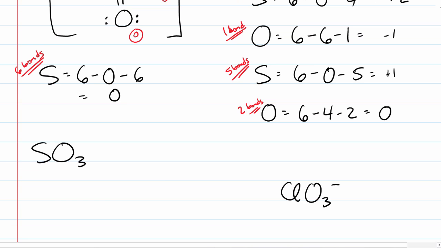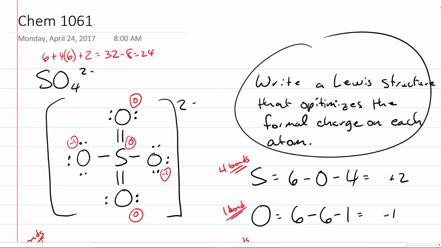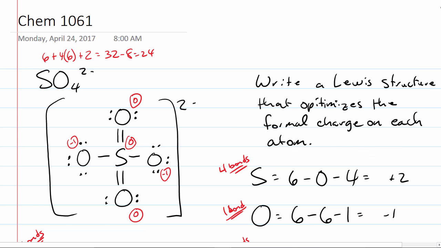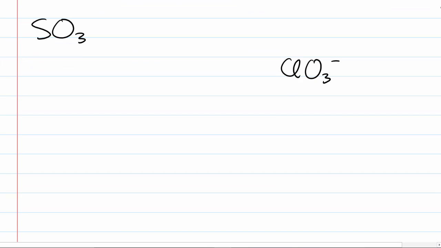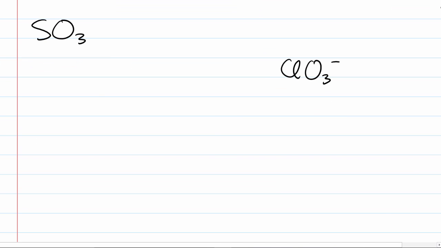But do with these two what we did here already. We're going to write a Lewis structure that optimizes the formal charge on each atom. So write a Lewis structure that optimizes the formal charge on each atom.